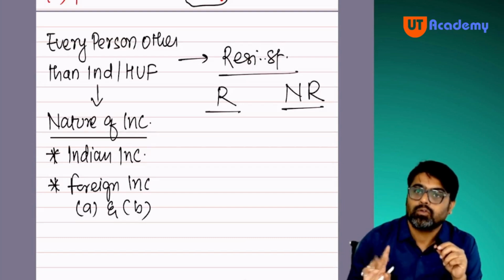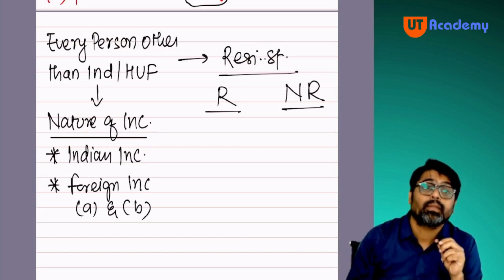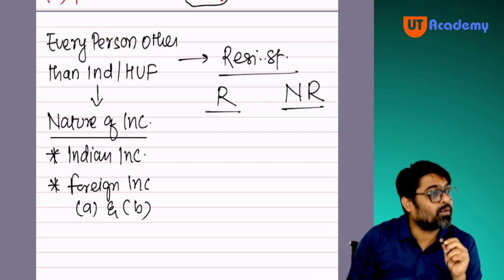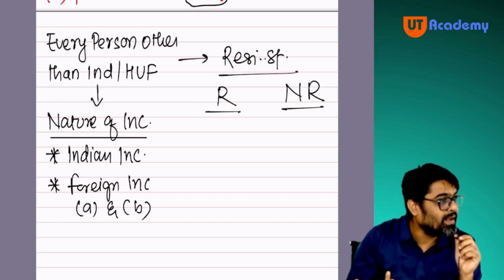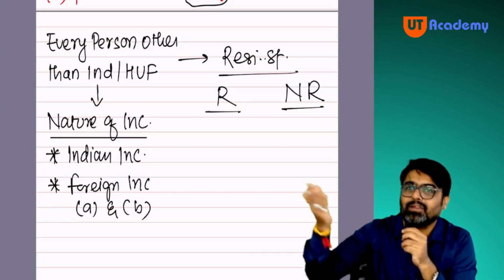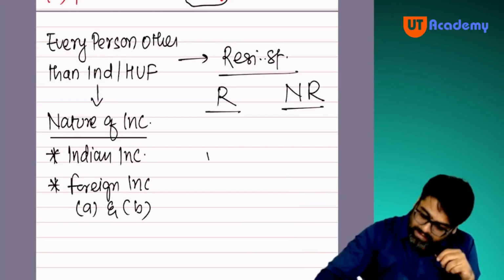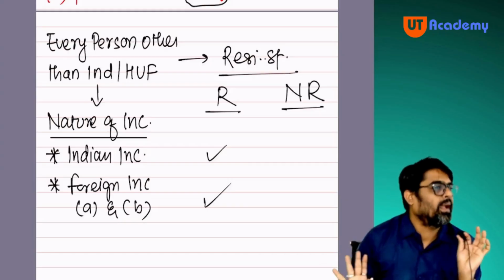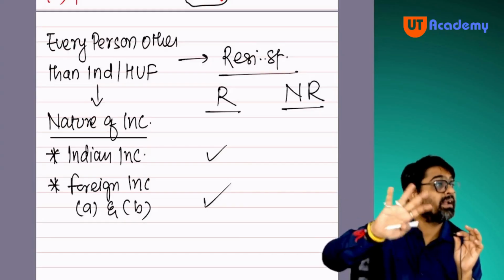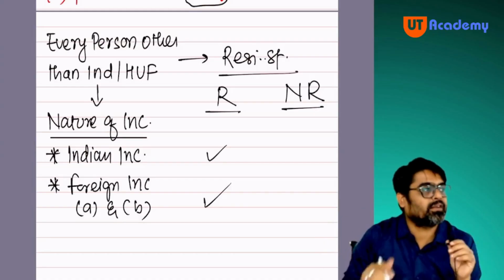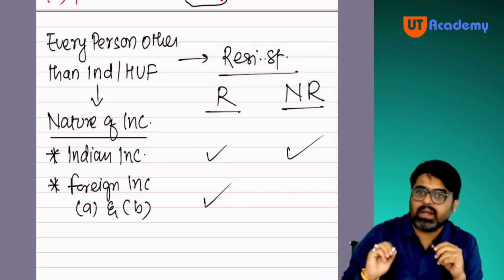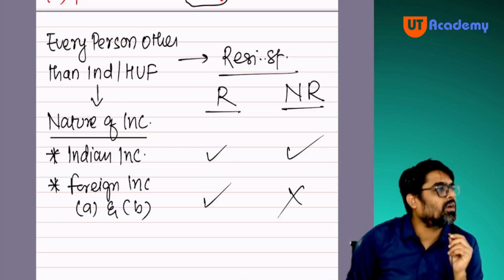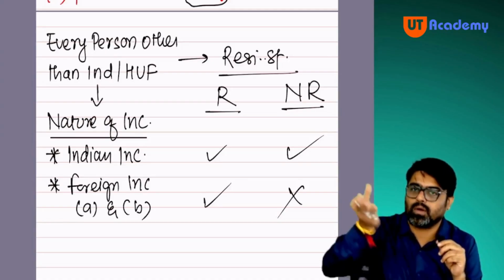Yes or no? So now tell me, if they are resident, will their Indian income be included? Will their foreign income also be included? Whether A or B will not make any difference because they are ordinary. So this Indian income will also be included. Foreign income, A or B, any foreign income will be included because their status is resident. By default, they are ordinary. Now tell me, if their status is non-resident, then Indian income will definitely be included, but none of their foreign income will be included. Yes or no? This is the scope of total income for all the assessees other than individual and HUF.